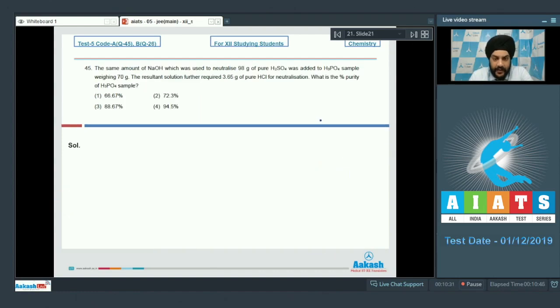Question number 45. The same amount of NaOH which was used to neutralize 98 gram of pure H2SO4 was added to H3PO4 sample weighing 70 grams. The resultant solution further required 3.65 grams of pure HCl for neutralization. We have to comment on the percentage purity of the H3PO4 sample. Okay, so students, let us first use the H2SO4 and NaOH neutralization data which is given to us. So there was 98 gram of pure H2SO4.